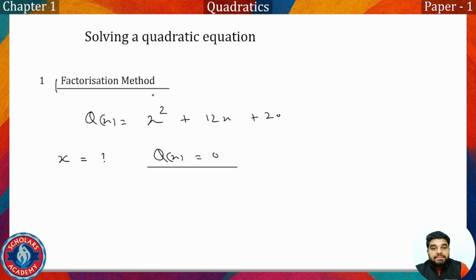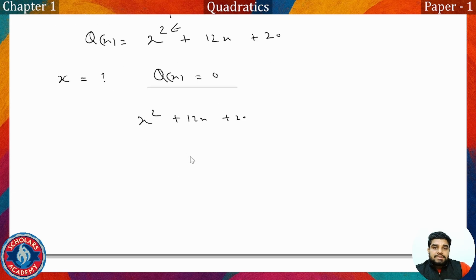The first way of doing it is by factorization method. First of all, we need to form factors of this quadratic equation. How many factors do we get? We get factors equal to the degree of the equation, that is 2 factors. x square plus 12x plus 20. How to form factors of the quadratic equation? This is the middle term. We'll do it by splitting the middle term.